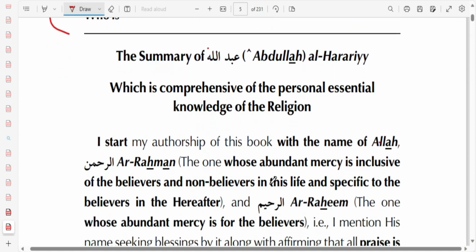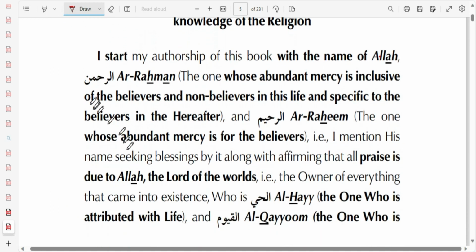So the author says the summary of Abdullah Al-Harari, which is comprehensive, that means including, which is comprehensive of the personal essential knowledge of the religion. Essential knowledge, that's good. We usually say necessary knowledge, essential knowledge, that's good. I start my authorship of this book with the name of Allah, Ar-Rahman, the one whose abundant mercy is inclusive of the believers and the non-believers in this life, and specific to the believers in the hereafter.